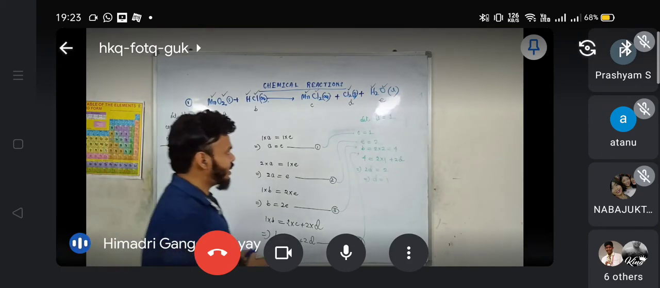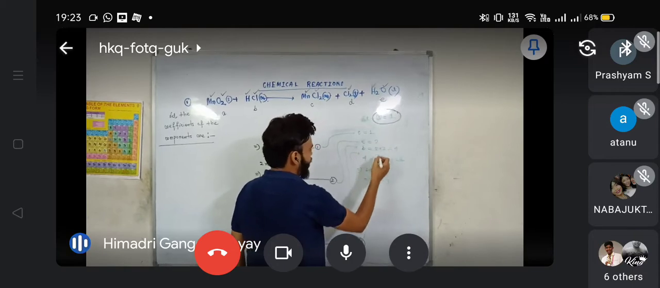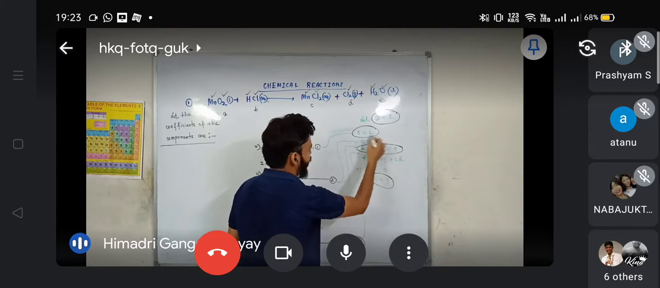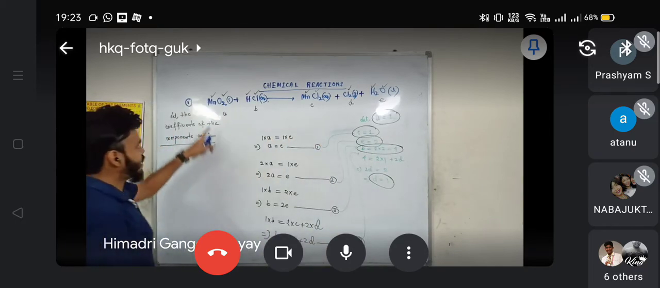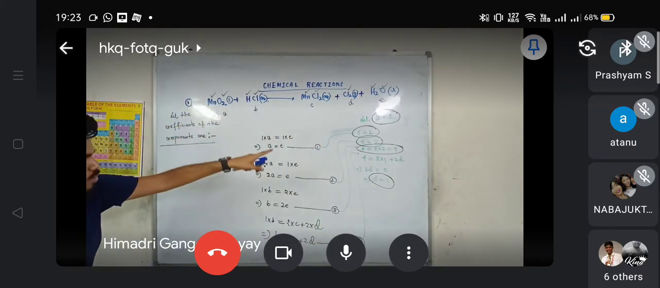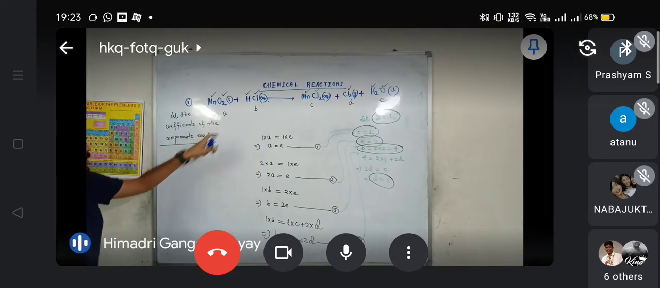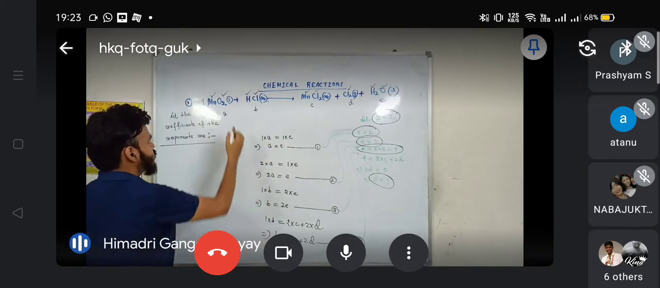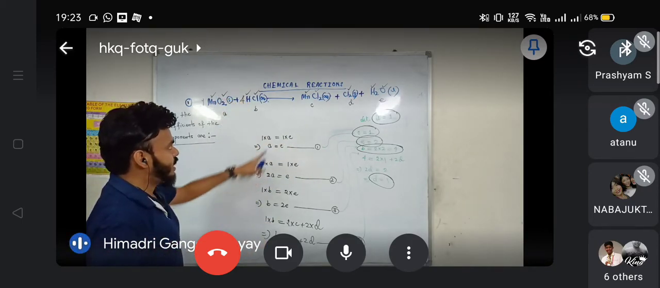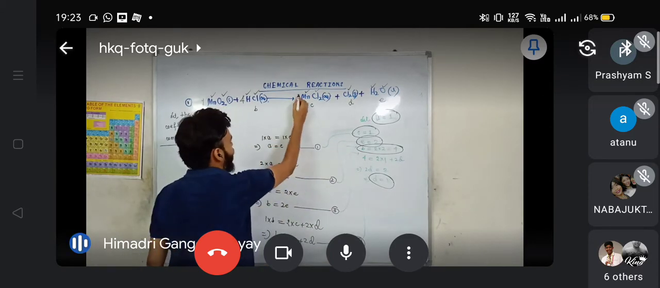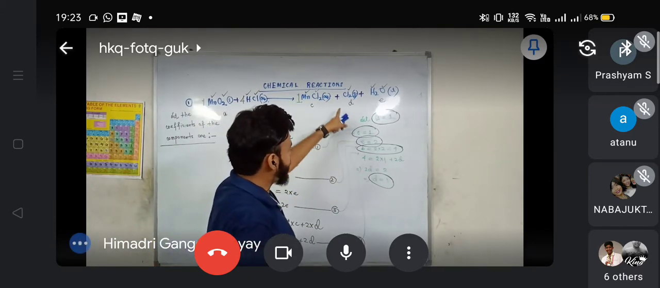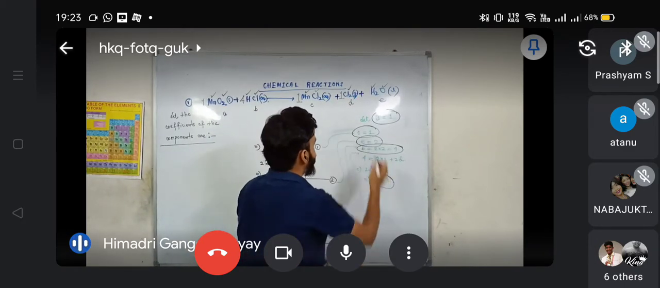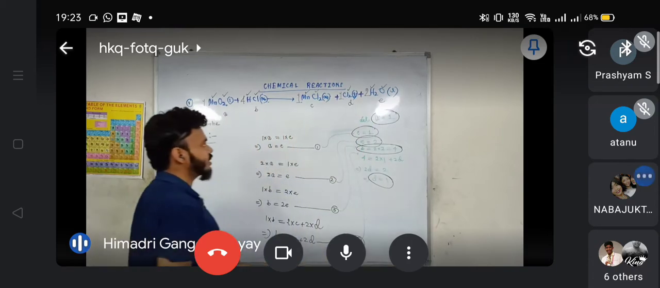Chalo. So we have the values A is equal to 1, B is equal to 4, C is equal to 1, D is equal to 1, E is equal to 2. Now write down the values here. In place of A, it will be 1. So 1 MnO2. B is 4. So 4 HCl. C is equal to 1. So 1 MnCl2. D is equal to 1. So 1 Cl2. And E is equal to 2. That means 2 water.